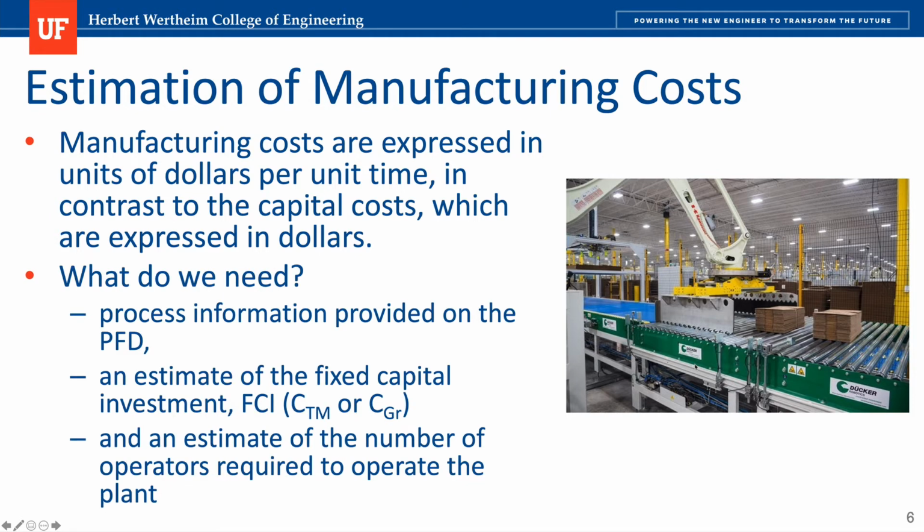We need to have the process information provided by the process flow diagram. We need to estimate the fixed capital investment before we do the cost of manufacturing, because we're going to see that the fixed capital investment gives you a sense of the scale of the process, how big it is, and that will affect the estimation of some of the costs associated with the manufacturing of the product. Also, you need an estimate of the number of operators required to operate the plant, and I will go through some examples to show you how this is done.